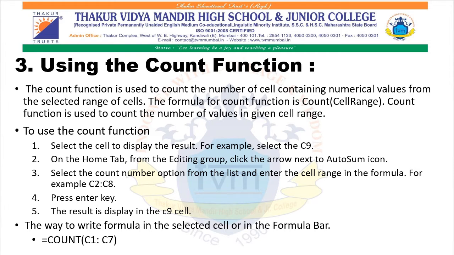To use this function, we will follow these steps. First, we select a cell where we want to display the result. Second, on the Home tab from the Editing group, click the arrow next to the AutoSum icon. In that AutoSum drop down list, we have to select the count numbers option and enter the range where this function should be applicable.